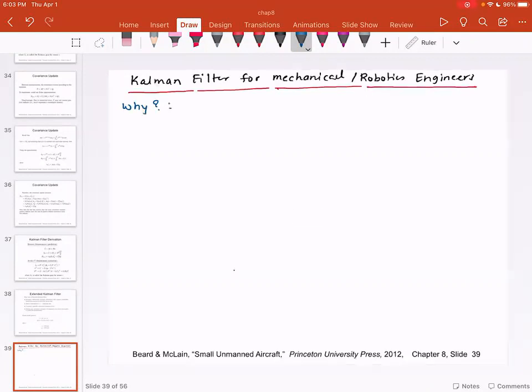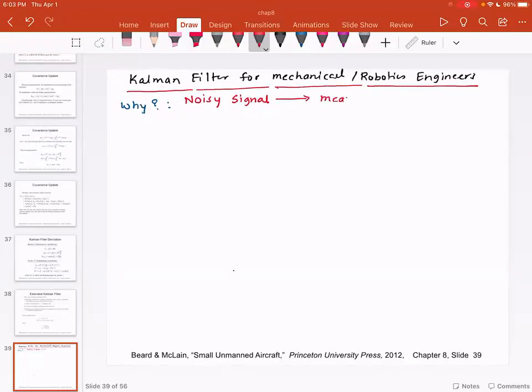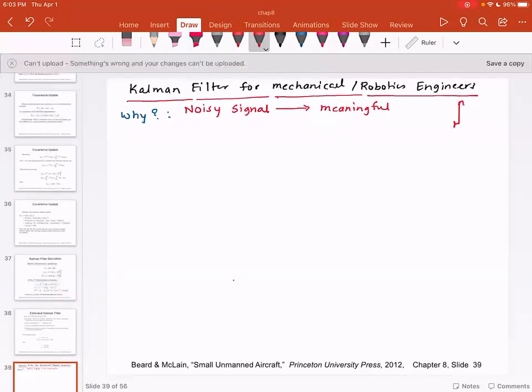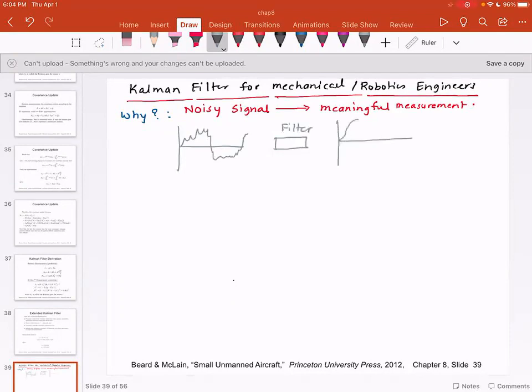Suppose we have a signal, and that signal is a super noisy signal. You have an image that is noisy, which means it is blurred. Or you have a CAD model or a scan that is noisy. So how do you convert this noisy signal into a meaningful measurement? Now, traditionally one can say, hey, if we have a noisy signal, just do some sort of low pass filtering.